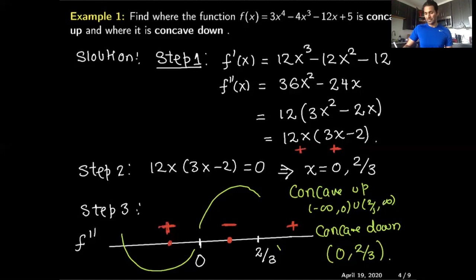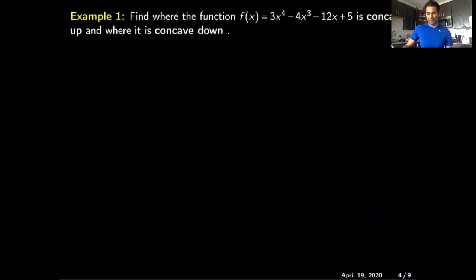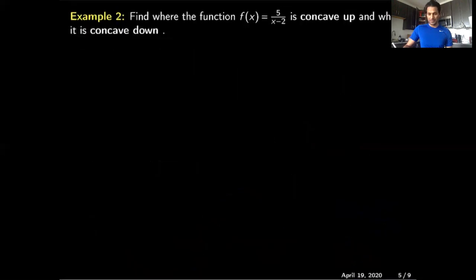Let's take one more example, and this time we will take a bit more challenging example, which is a quotient function, 5/(x minus 2). We're going to do the problem again in 3 steps. In step number 1, we will calculate the derivative of this function, the second derivative of this function.